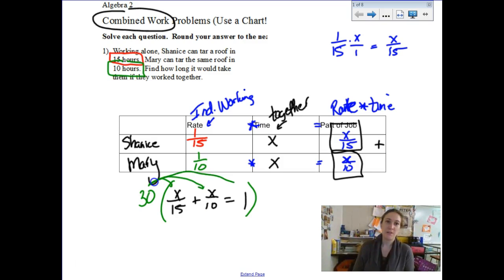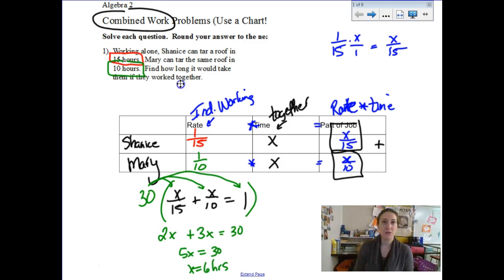So if I distribute, and really crucial guys, don't forget to multiply this 1 by a 30 as well. So 30 times x over 15, the 30 over 15 will reduce to a 2x. 30 times x over 10 will reduce to a 3x. And don't forget, that's not a 1 anymore, it's a 30. So 5x equals 30, and x equals 6 hours.